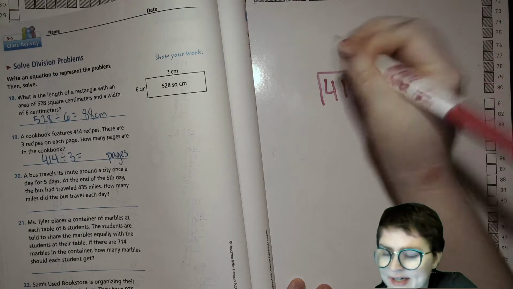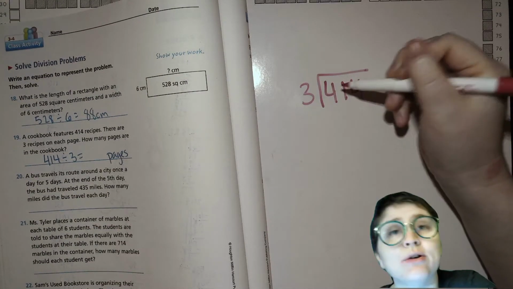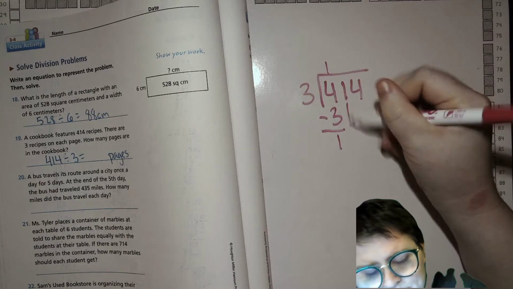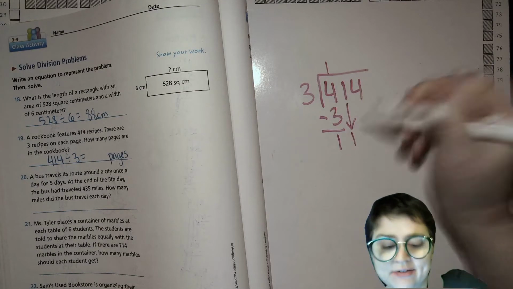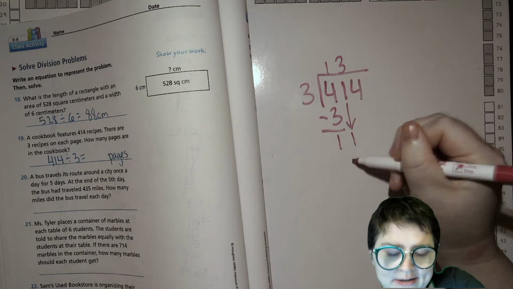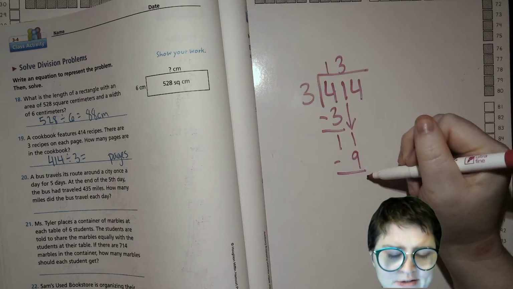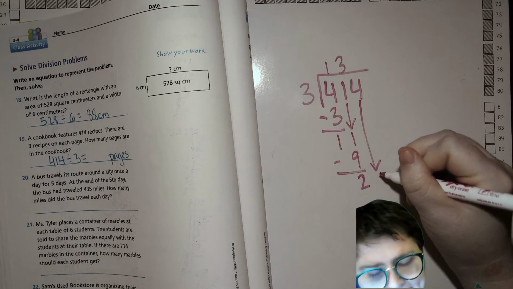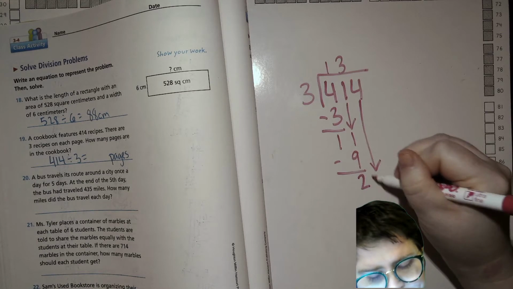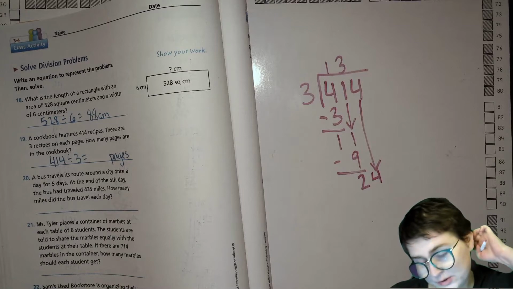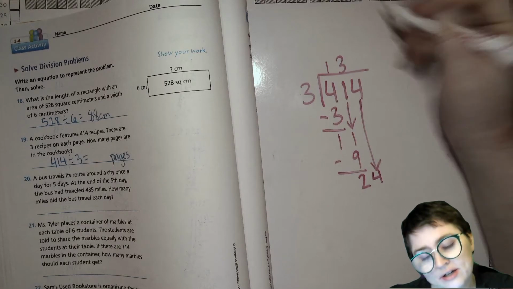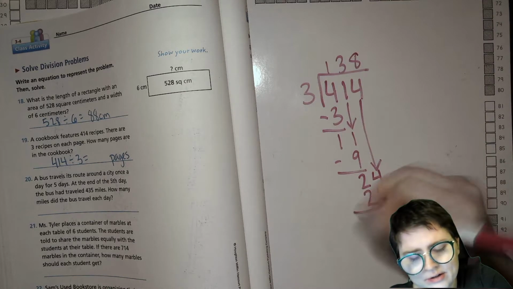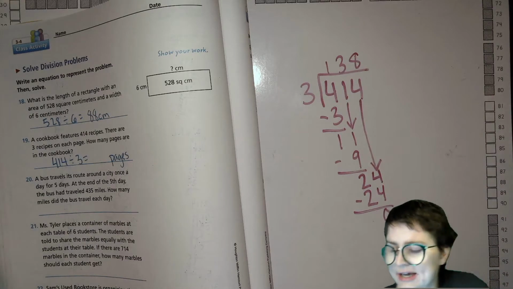414 divided by 3. 3 can go into 4 one time. Multiply that, it's 3. Subtract, it's 1. Bring it on down, 1. 3 goes into 11 3 times. Multiply that, 9. Subtract 2. Bring it on down. So 24, 3 goes into 24. So multiply 3 times, what is 24? 8. 24. 138 pages.